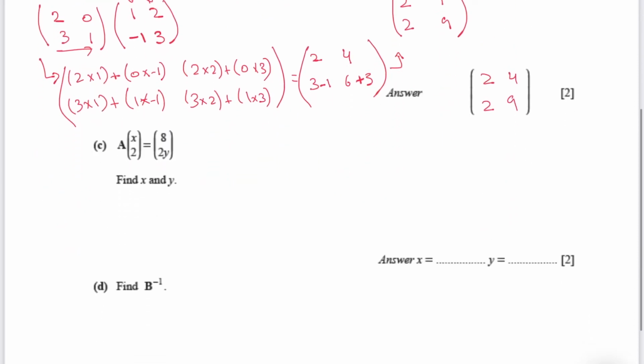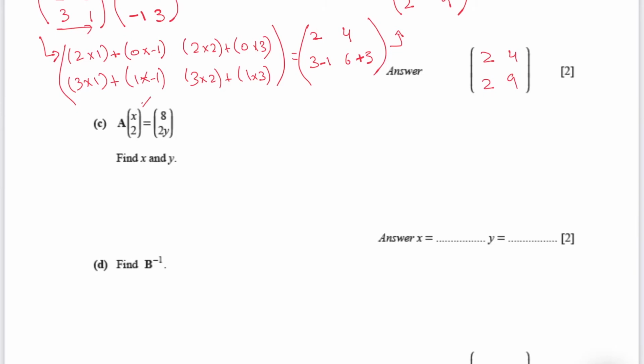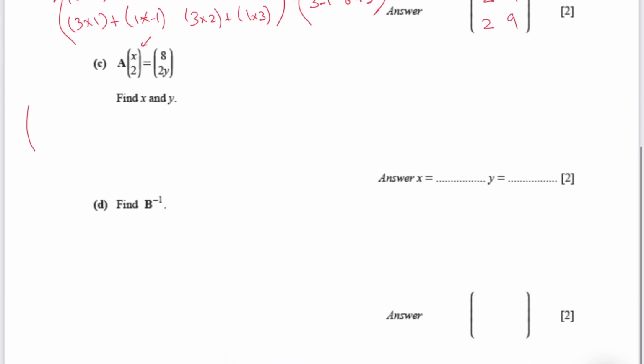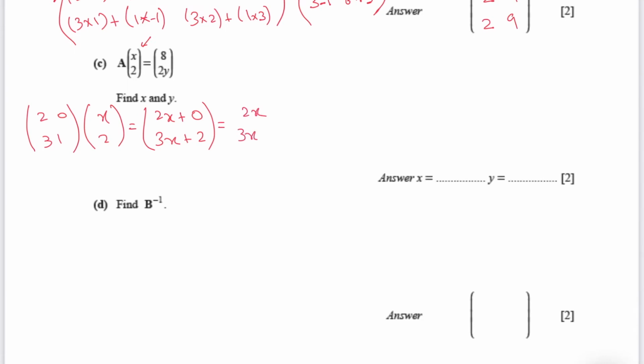The next part says A times x over x and 2 is equal to 8 and 2y. Find x and y. So first we have to multiply this matrix right here with A. Matrix A is 2, 0, 3, 1, being multiplied by x and 2. When you multiply 2 with x, you get 2x plus 0 times 2 is 0. Then you multiply 3 with x, so you get 3x plus 2 times 1 is 2. When you further simplify this, you get 2x and 3x plus 2.